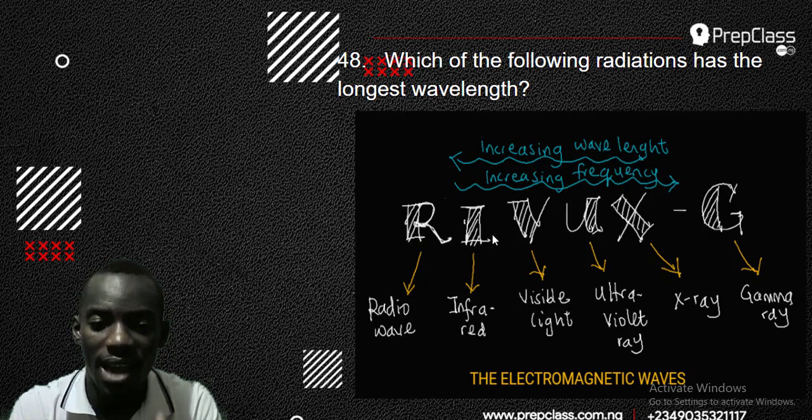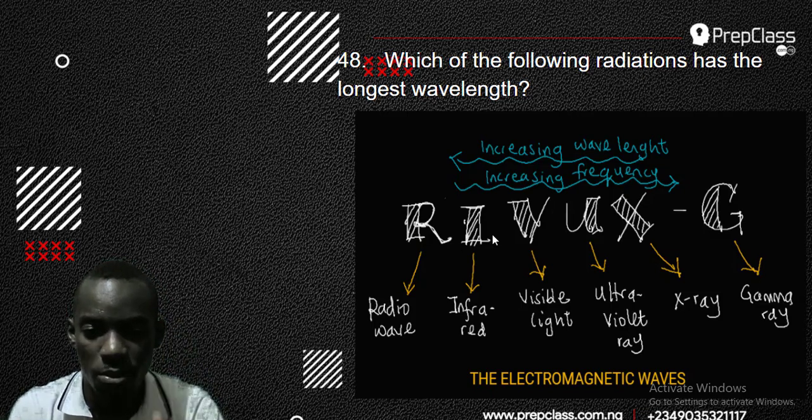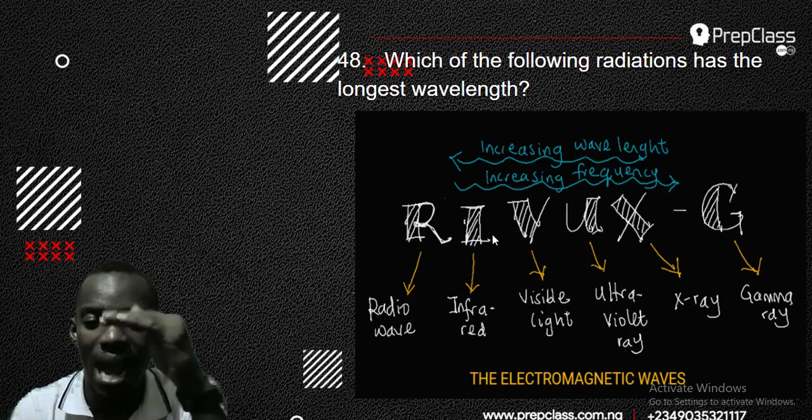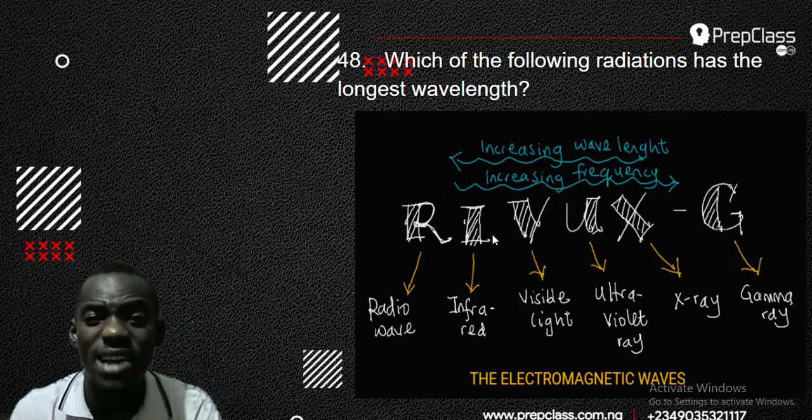Okay, so that means the longest is radio, the less long is infrared, then visible light, but the least is gamma. So when we talk about length, it is radio wave. But when we talk about frequency, it is gamma ray. And the frequency comes from gamma, comes to X-ray, then down to ultraviolet ray. Then the least frequency is radio wave.